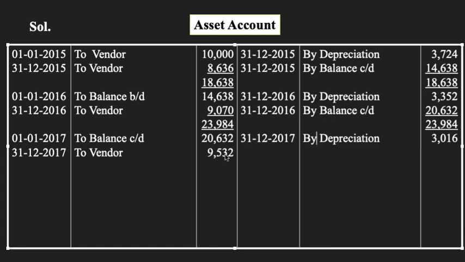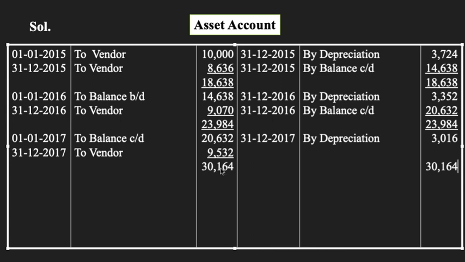Now if we see this side, it is how much? 20,632 add 9,532. If we add it, it comes to 30,164. So this is the amount that we have here on the debit side. Fine. So we should have the same amount here in order to tally it. It has to be 30,164, right?